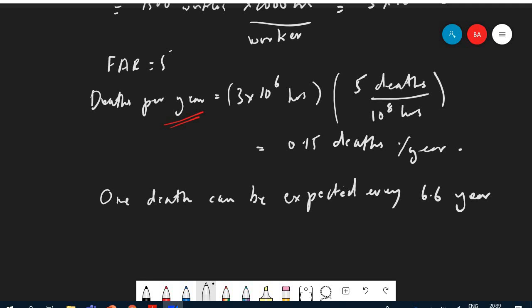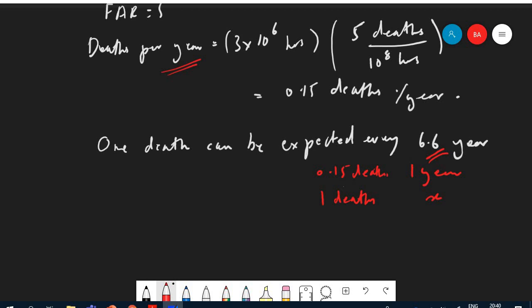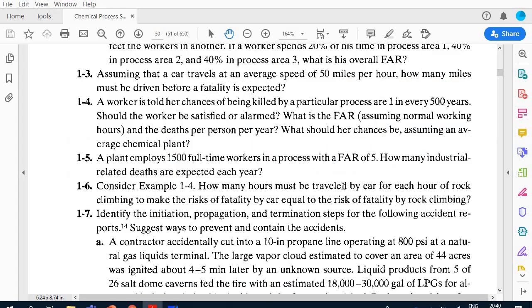So if you want to make this one death, it's the same story that I showed you before. It's like 0.15 death in 1 year. So what I want to know is how much time for one death, x. So x is going to be 1 divided by 0.15. It will be 6.6 years. So that's the answer. You already have it here. This is the answer of 1.5. Beautiful.